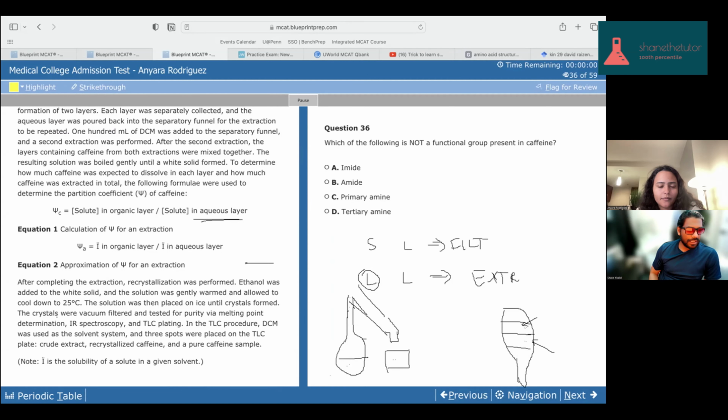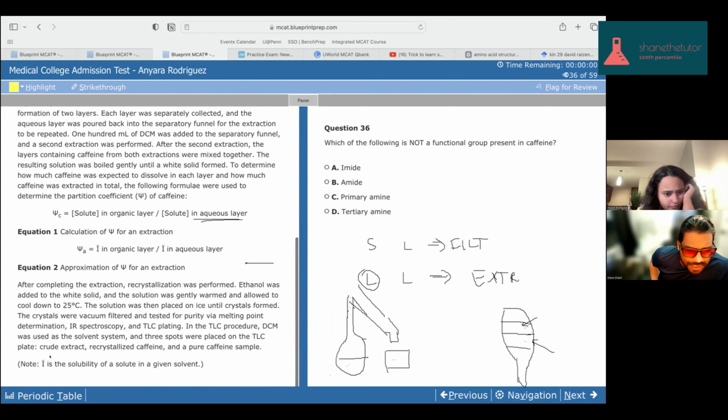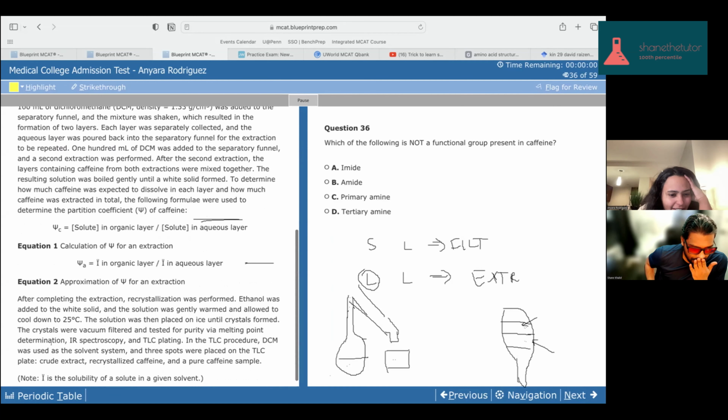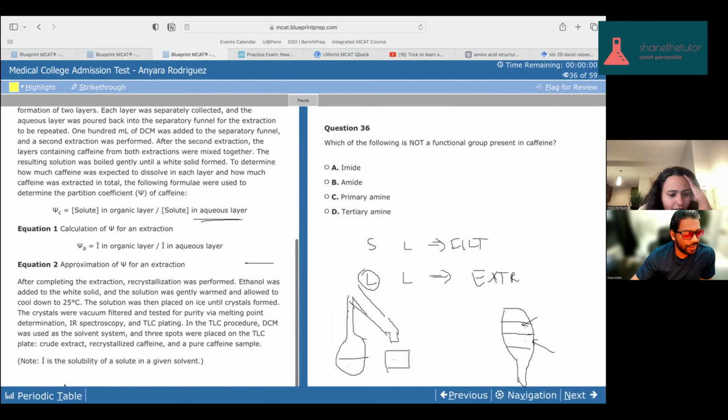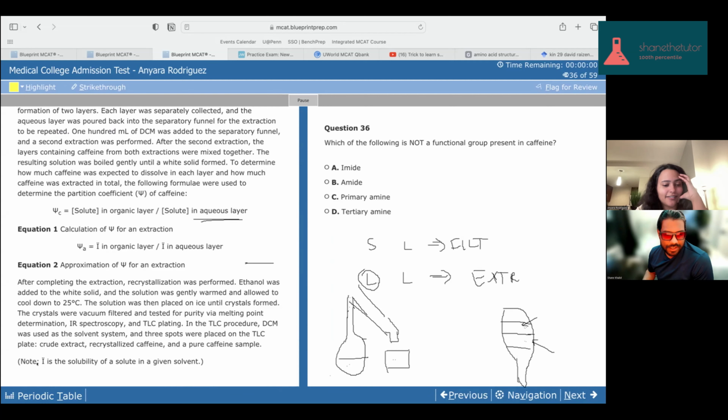Okay, and then the next equation is the approximation for an extraction. So what is this I thing? Oh, solubility of a solute in a given solvent. Where are you reading this? Oh, down here. Yeah. So solubility of solute in the organic layer over solubility of solute in the aqueous layer. I see. Okay.